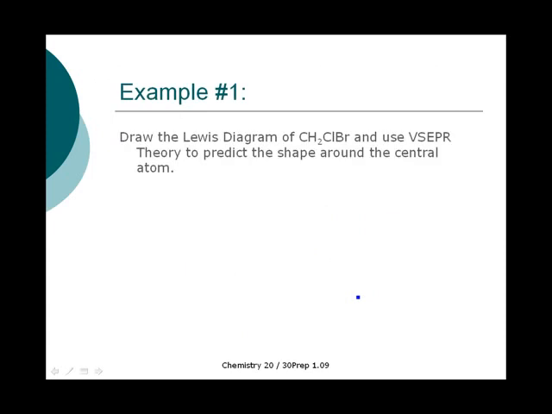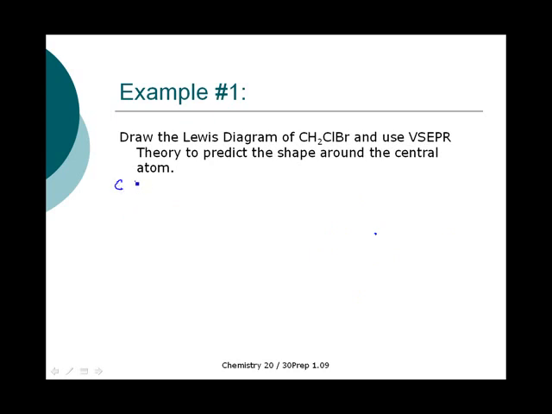So now we're going to try some examples. Before we worry about the shape, we've got to make sure we get a good Lewis picture first. Otherwise, we're not going to know what our central atom is or what kind of electrons are surrounding it. So here we have CH2ClBr. Let's get our electron total first.